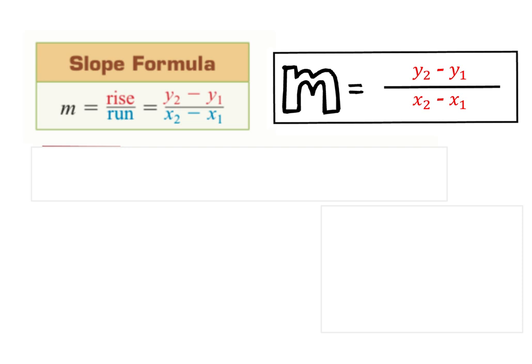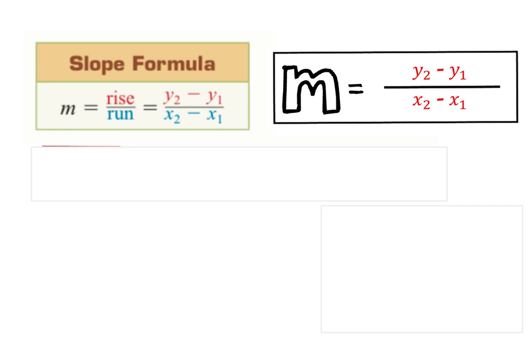So there are going to be times when you are handed a graph. That's beautiful. You can just walk it. But there are going to be times when you are just given 2 points on the line. And if you are given 2 points on the line, you are going to want to use the formula for finding slope. The formula for finding slope is y2 minus y1, that is your numerator, over x2 minus x1, that is your denominator.